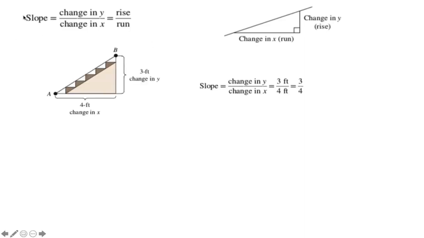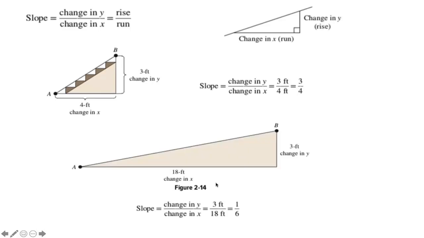So for example, in the previous example, the change in y, the rise, is 3, the run is 4, so it's 3 over 4. That's the slope. But for the ramp, the change in y is 3, but you divide by 18, so 3 over 18 is 1/6. So 3 over 4 is bigger than 1/6. Therefore, the stairs have a bigger slope than the ramp.